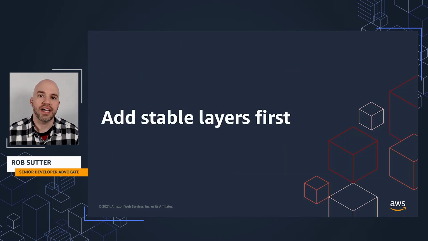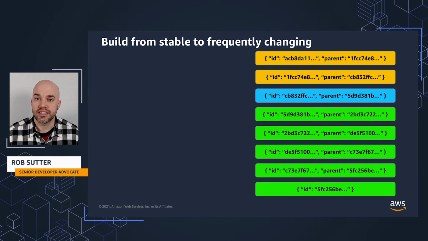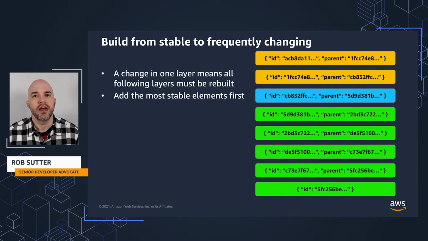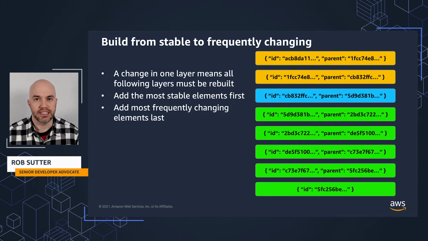You'll also want to add layers in the order of their stability. Add the most stable layers first. Recall, we discussed that you should use the AWS Lambda provided base images because they're less frequently changing. A change in any one layer means that all the layers that follow have to be rebuilt. So you should add your most stable elements first and your most frequently changing elements last.